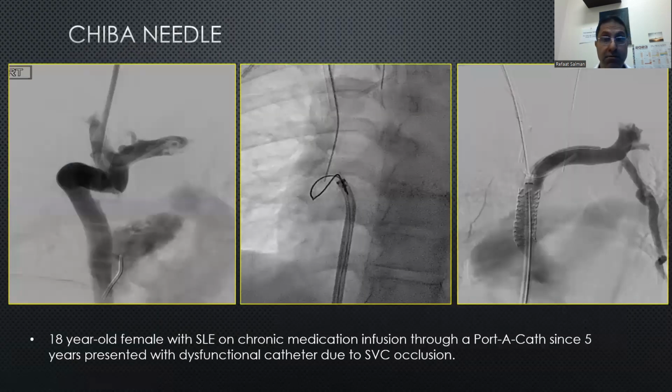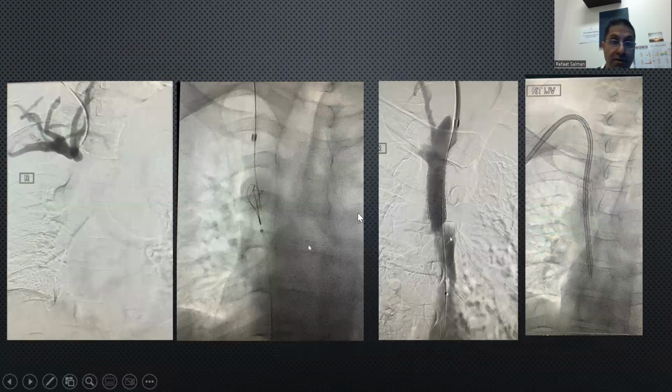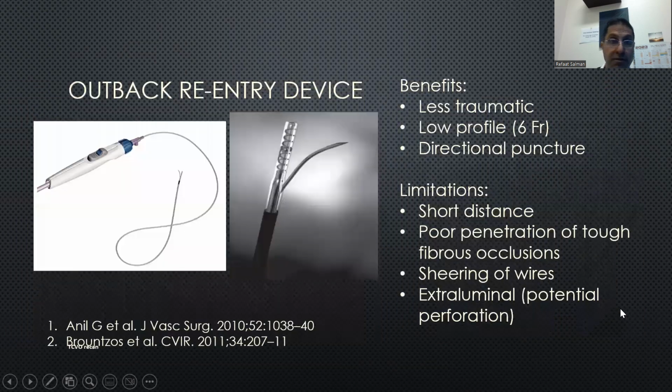Shiva needle, this is an example of crossing it, as you can appreciate here, targeting a snare in the SVC, puncturing it, catching the wire again, and putting a stent. There's another example of doing it using a snare as a target and stent and permacath insertion. The other device is the OUTBACK.